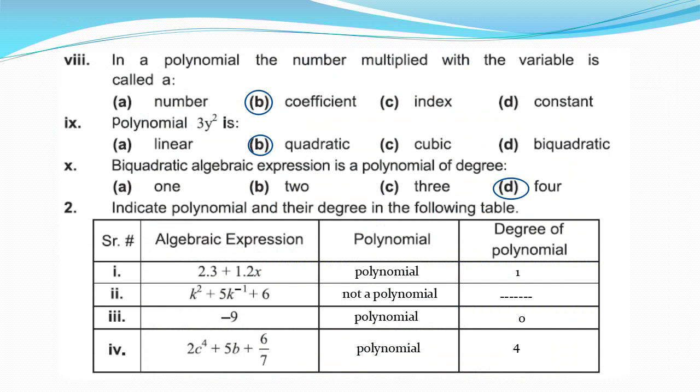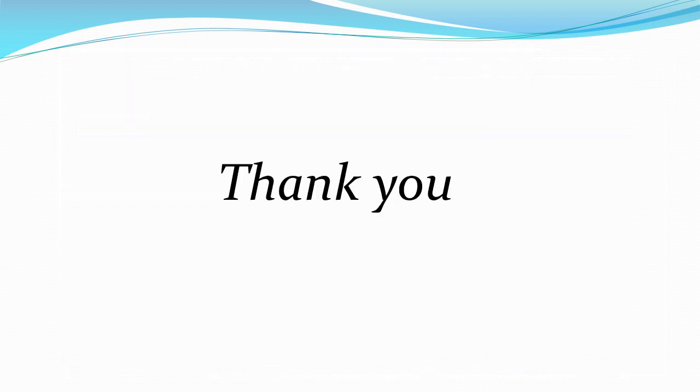Question number 2. Indicate the polynomials and their degrees in the following table. Here we have different algebraic expressions. The first is a polynomial and its degree is 1 because the power of x is 1. The next is not a polynomial because k has the power of minus 1, so we cannot write its degree. Third, minus 9 is a polynomial but its degree is 0 because it has no variable. Fourth, 2c4 plus 5b plus 6 by 7 is a polynomial and its highest exponent, the degree, is 4. Thank you.